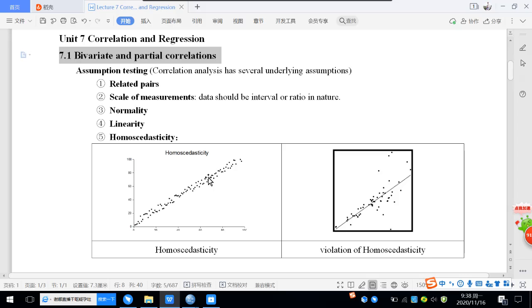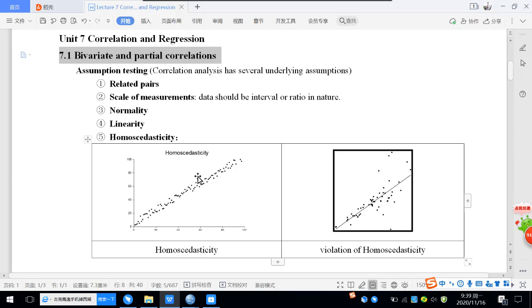Second is the scale of measurement. That means for each sample, the two variables, the first variable and the second variable, should be interval or ratio. It should be numeric, not like gender, male, female. That is not okay. So the data should be numeric, interval, for example height, weight, or percentage, something like that.